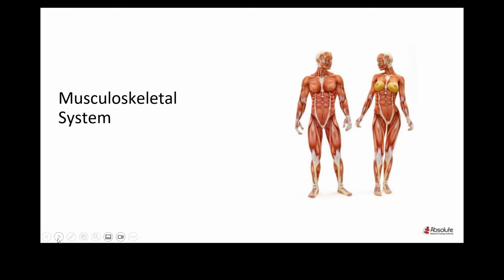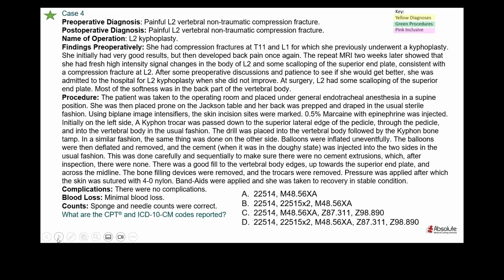We are moving on to the next system quickly, and that is going to be the musculoskeletal system. And this is case scenario number 4. It's a pretty long one, but I'm sure Miss If will be able to read that for you all. Miss If, please, and thank you.